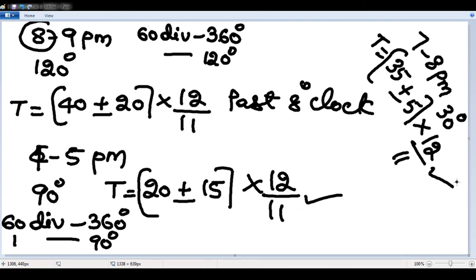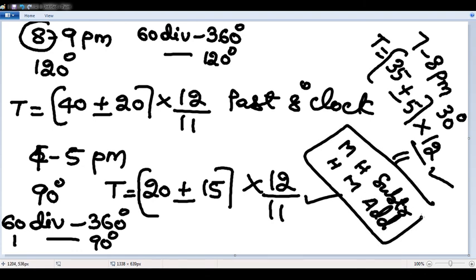Now, when the minutes hand is behind the hour hand, you will subtract. When the minutes hand is ahead of the hour hand, you will add. Maybe one or two students might get this doubt. Right? I hope it is clear, sir. Directly we will get it. It will be 12 by 11.